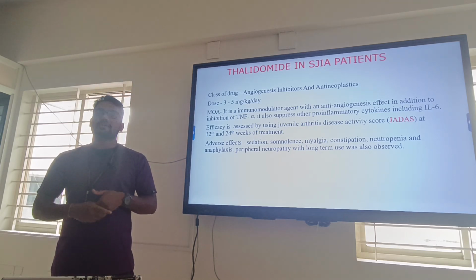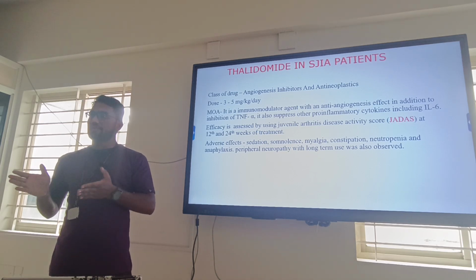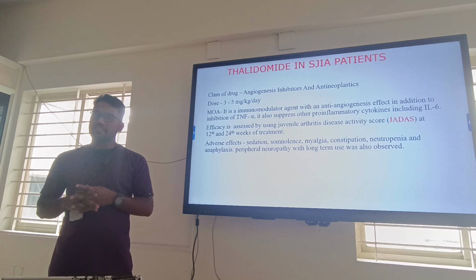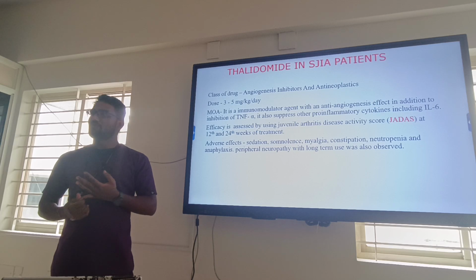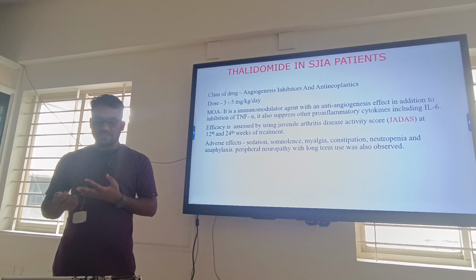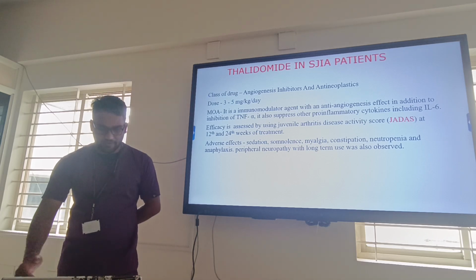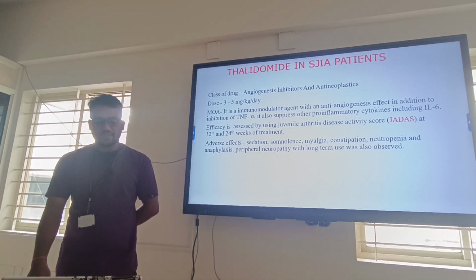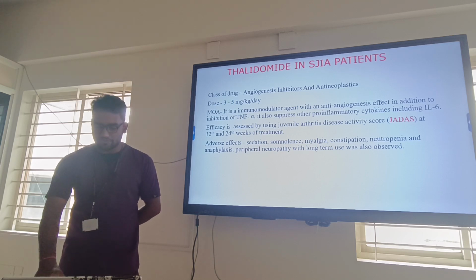So JADAS is the standard form of evaluating the improvement in the patient. They have a scale from 0 to 10, and the different factors they consider are erythrocyte sedimentation rate, CRP, the range of mobility in the patient, and how many joints have been affected. On the basis of that they do the scoring. The adverse effects of thalidomide are sedation, somnolence, myalgia, constipation, neutropenia and anaphylaxis. Peripheral neuropathy is also observed with long-term use of this drug.